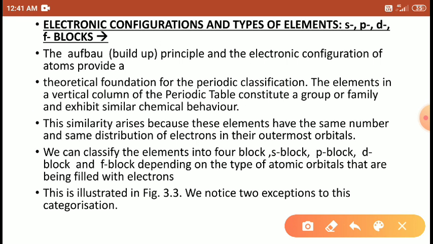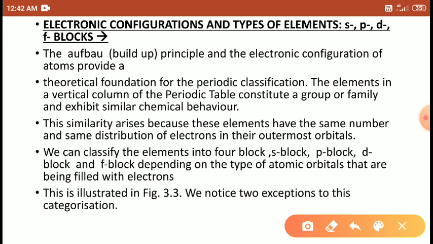And if electrons are shifted into different orbitals, then based on the orbitals, elements are classified into four blocks: s block, p block, d block, and f block, depending upon the atomic orbital that is being filled with the electrons. Students, look here.